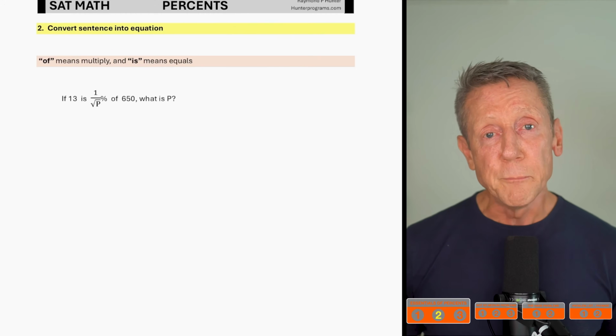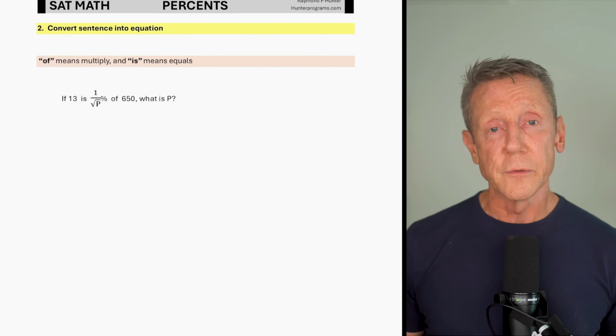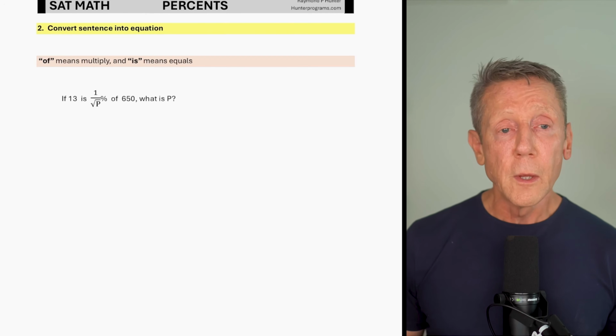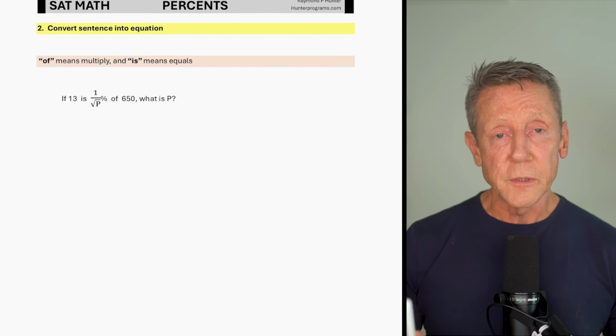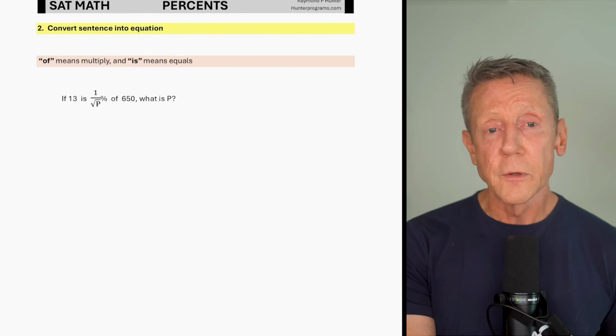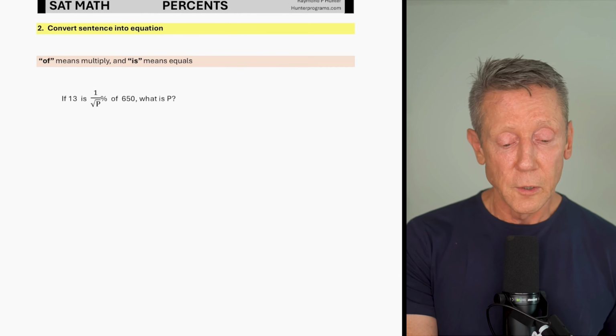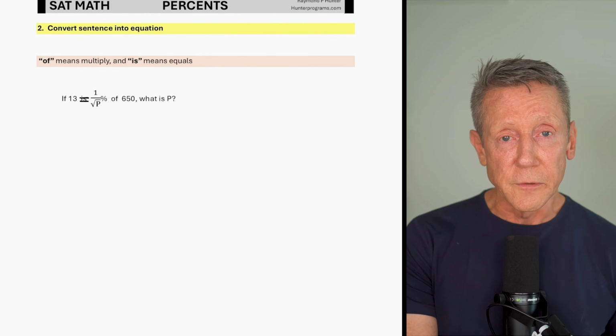The next basic concept I want to cover is converting a sentence into an equation. To do this, there's only 2 words we need to know. Of means multiply, is means equal. Let's put these to use to convert this sentence into an equation. The first thing I'm going to do is replace the is with equal. And then I'm going to replace the of with a multiplication symbol.